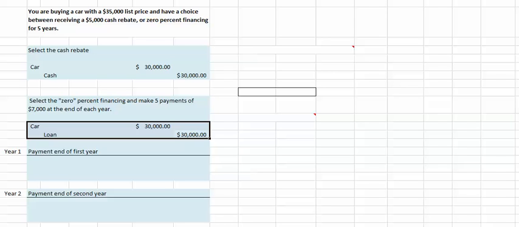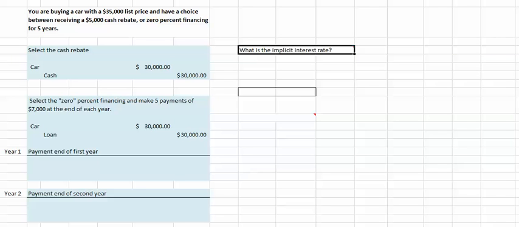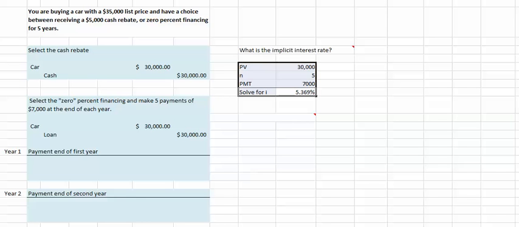We next have to record our payment at the end of the first year. To determine our payment at the end of the first year, we're going to need to undertake 2 steps. The first step is to calculate our implicit interest rate. We can solve for the implicit interest rate. It's the interest rate that relates the $7,000 a year payment to our $30,000 price.